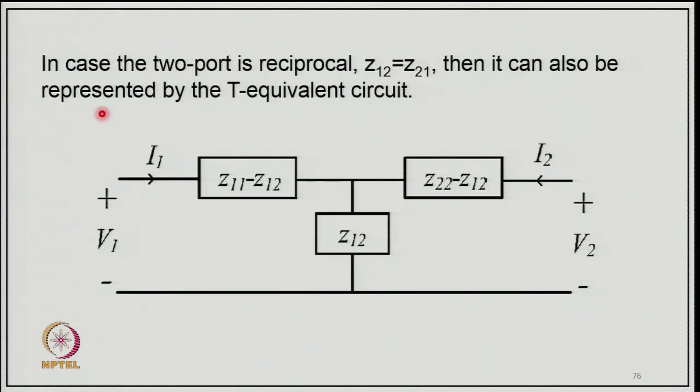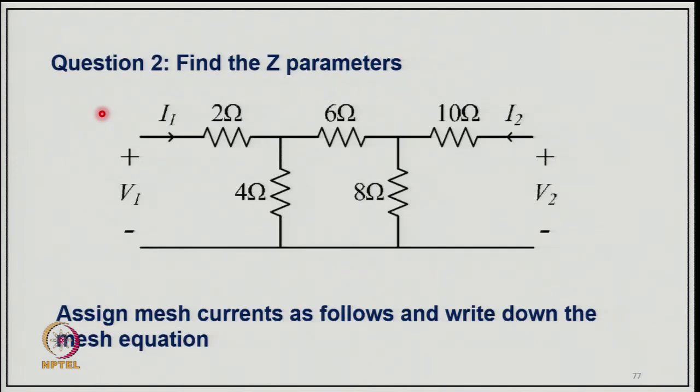And in the two port, if the reciprocal Z12 equals Z21, then we can also represent this in terms of a T network. Here V1 and V2 can be represented in terms of Z11 minus Z12, Z22 minus Z12, and the common impedance is Z12.